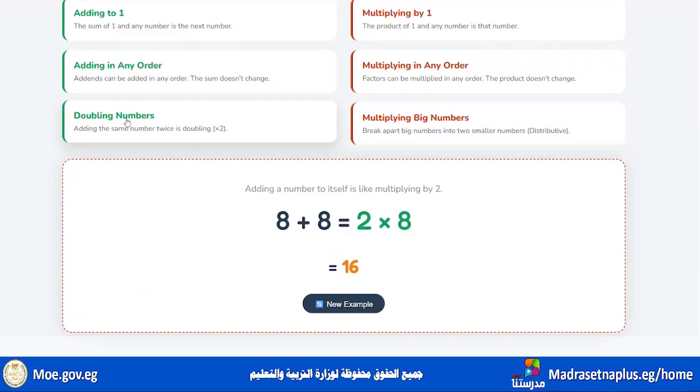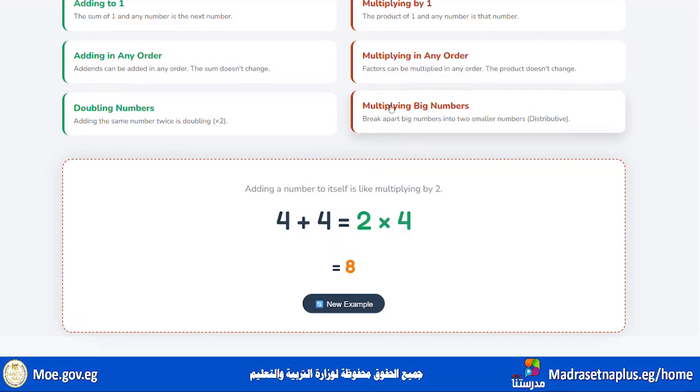Double a number. Adding the same number twice is the double of it. So 8 and 8, 2 times 8, it will be 16. 5 and 5, 2 times 5. 6 and 6, 2 times 6. 12 and 12, 2 times 12. 4 and 4, 2 times 4. 11 and 11, 2 times 11. It's called a double number. Okay?